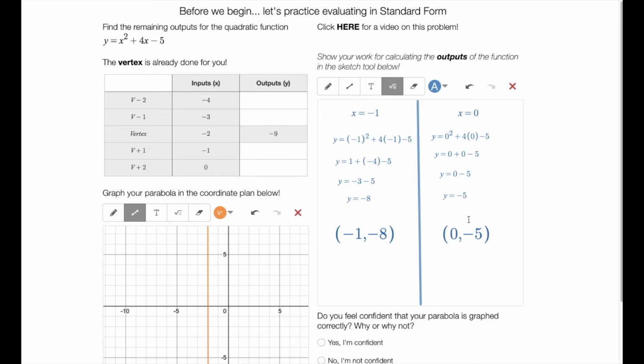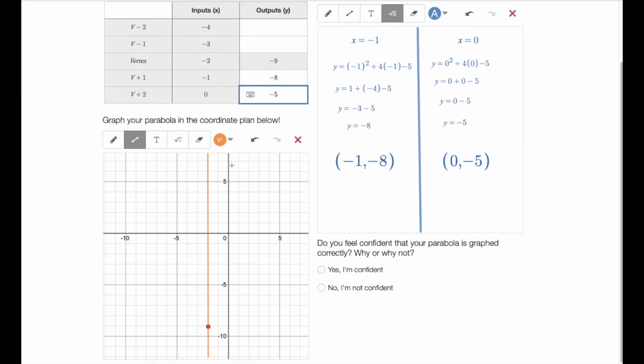So now I have 2 additional solution points to this function. So -1, -8, and 0, -5. So now I can come down to my graph and plot those points. So from -1, I'm going down to -8, and 0, 0 down to -5. And I'm starting to see this parabola come to shape here. And I'm just going to guess that it kind of crosses over there. Now, again, I only have half of my parabola. So to find the additional half, I just have to reflect these points across.